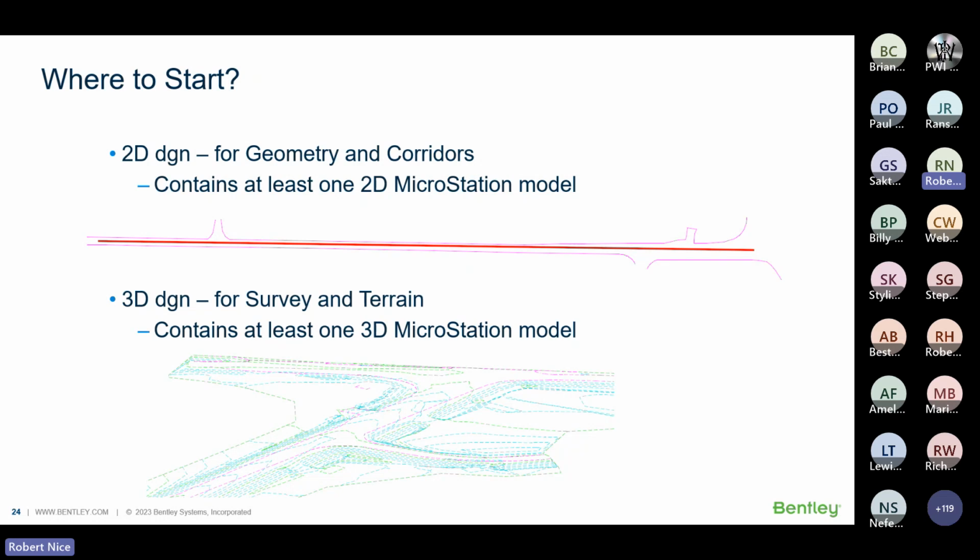So we have two seed files now. In the past, we just had one. We have a 2D one and a 3D one. And as I said earlier, those seed files could contain things like gauges and changes to rail distances. But you have a seed file, and that's where you start.